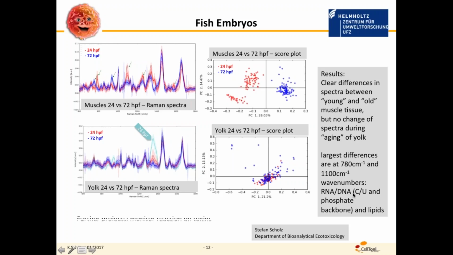The further projects we are planning now in collaboration with the Helmholtz Center in Leipzig is we would now like to take the fish embryos and take different kinds of toxicological products from the environment to see how fast Raman spectroscopy can identify changes due to drugs, toxins, or environmental conditions.